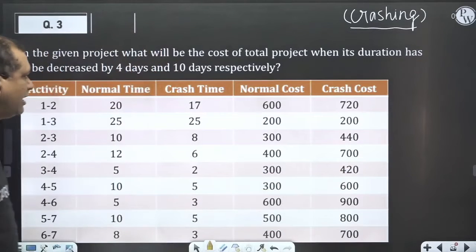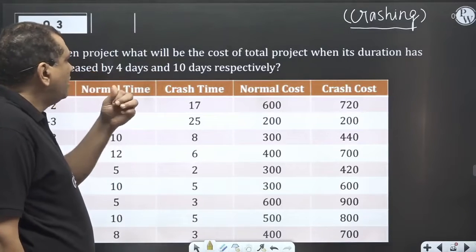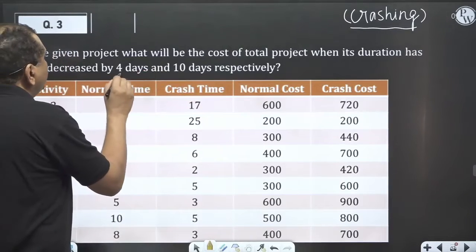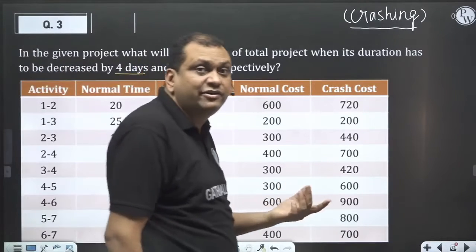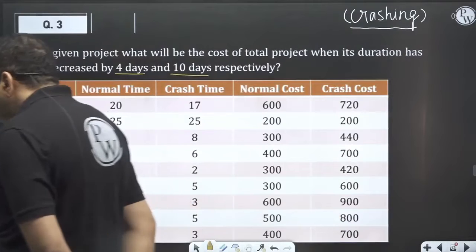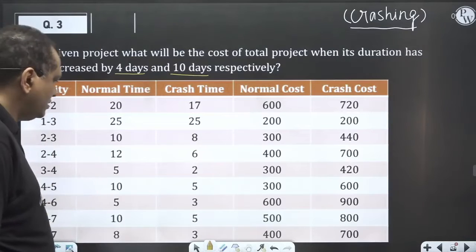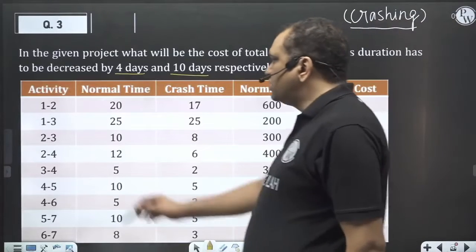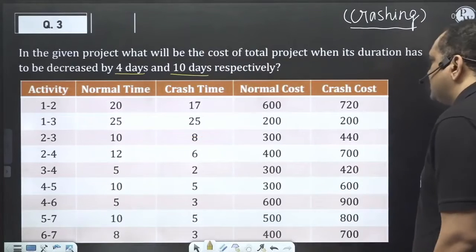Now the question is asking: what is the normal project completion time? How much will be the normal project cost? How much will be the cost if my project duration is decreased by 4 days and 10 days respectively? So there are 3 questions inbuilt into it. Before solving any problem, we have to draw the precedence diagram. The nodal position is given to you, so construction of the precedence diagram will be very easy. Let us draw it.